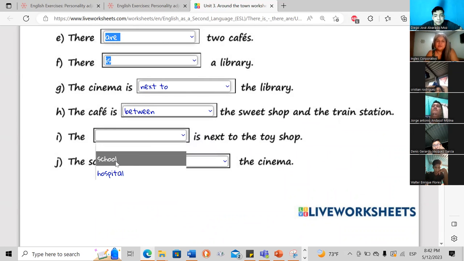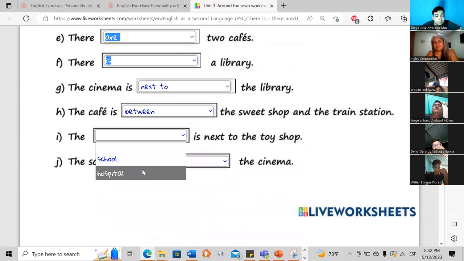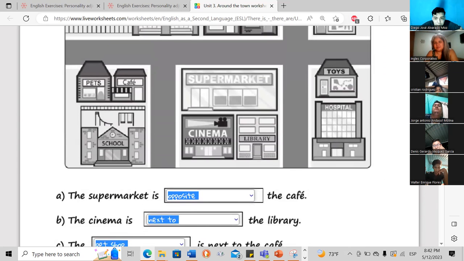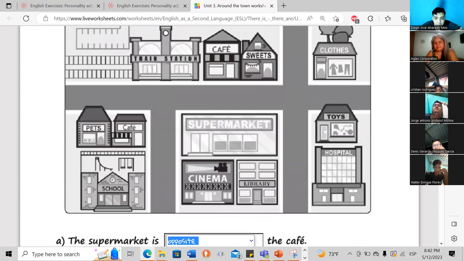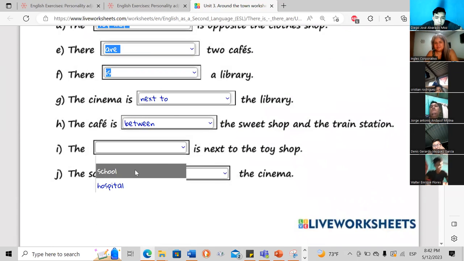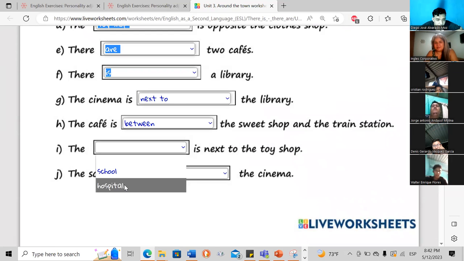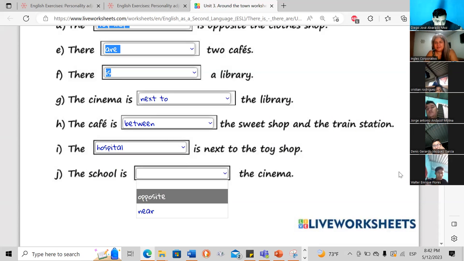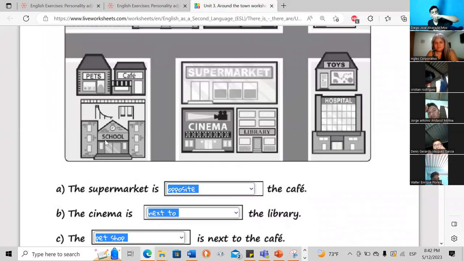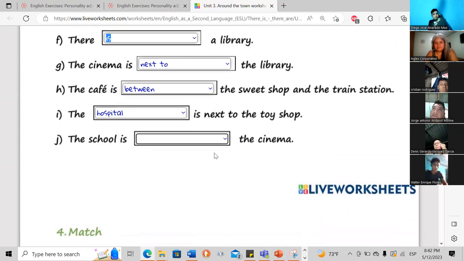Okay. The school is next to the clothes shop or the hospital? Next to the hospital. The school is opposite or near the cinema? Opposite. Okay.